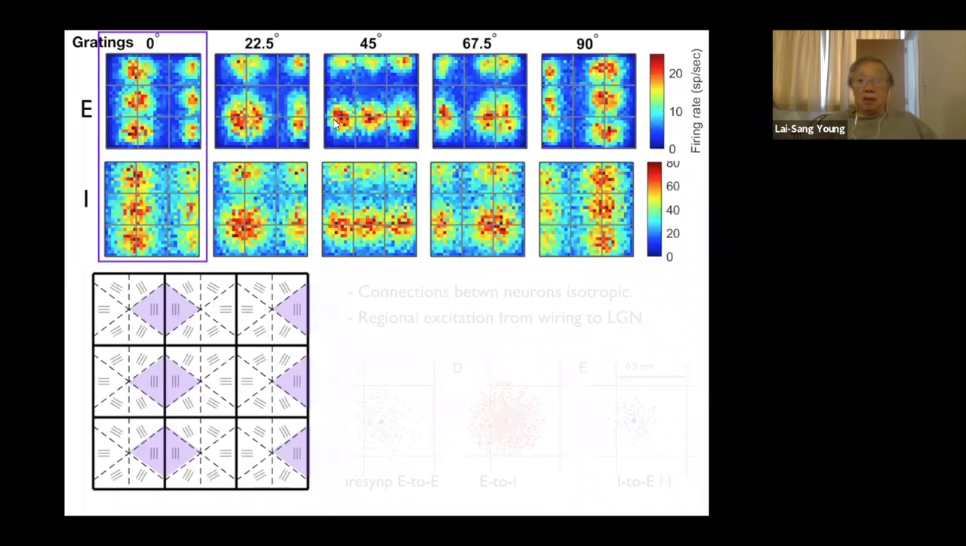This is kind of like an fMRI, if you like, on a neuronal level. The color represents firing rate. Hot color is high firing. Cold color is low firing. Top row is E cells. Bottom row is I cells. So how to read these? Let's say this is zero. Zero means vertical in this thing.